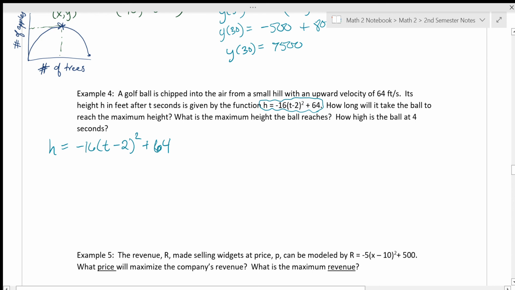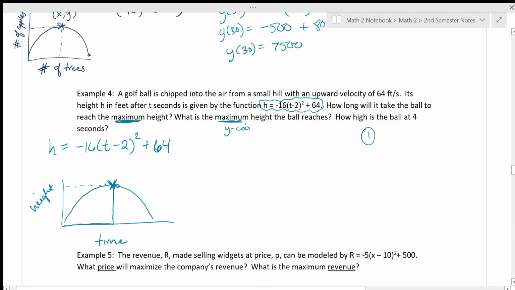And then they ask us 3 questions. Again, they ask us how long will it take the ball to reach the maximum height? Okay, if we're thinking of a graph, the ball goes up and then comes back down. Time is represented on your x-axis, height is represented on your y-axis. So if we want to know how long it will take to get to its maximum height, then we're looking for the x-coordinate of the vertex. And if we're looking for its maximum height, then we're looking for the y-coordinate of the vertex. How long will it take? X-coordinate.